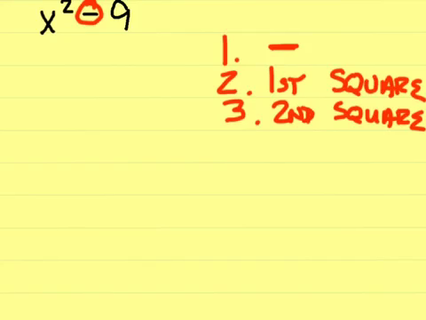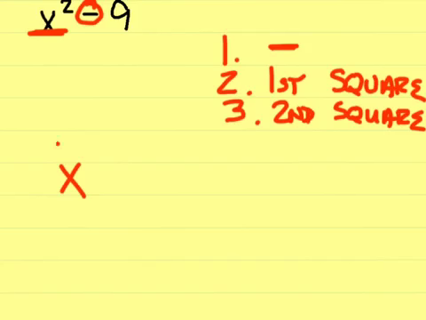Factor this by using the rule for a difference of two squares. X squared is a perfect square. What is its square root? What's the square root of x squared? 1? No, not 1. X, yes, because you multiply x times x to get x squared. So the square root of x squared is x.